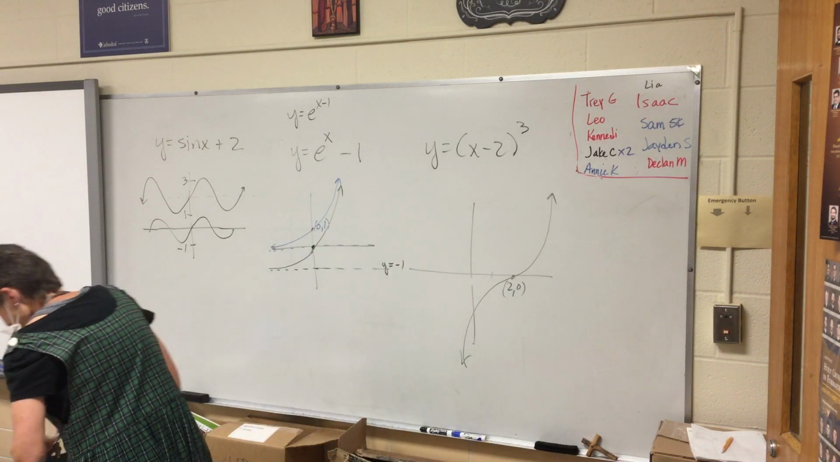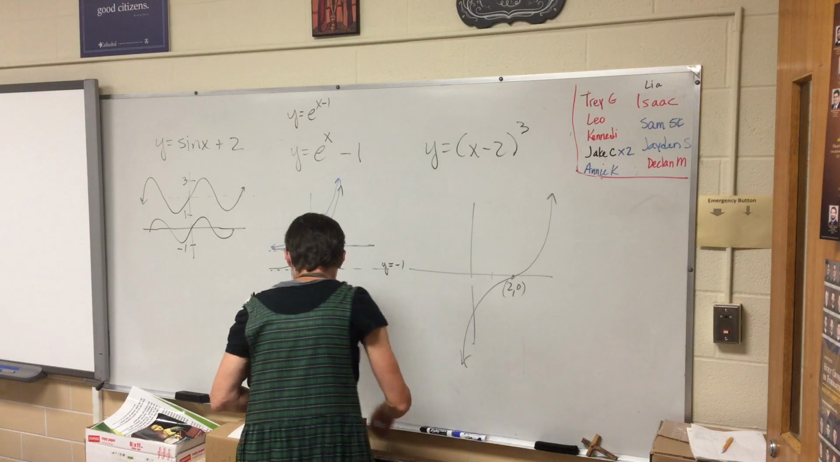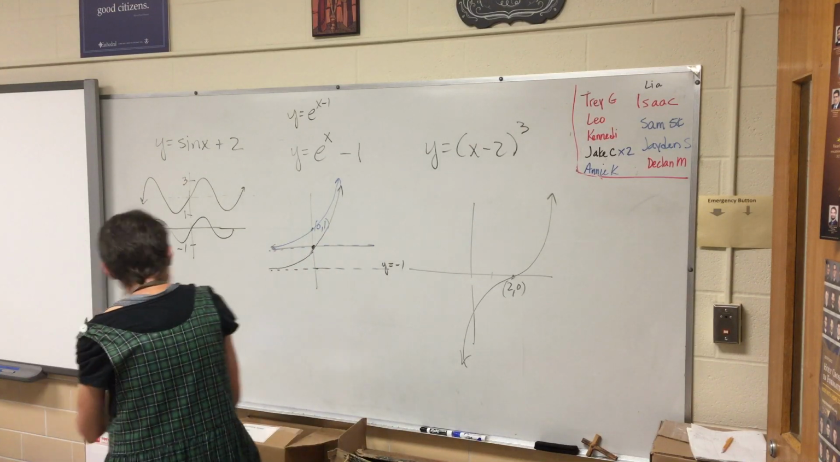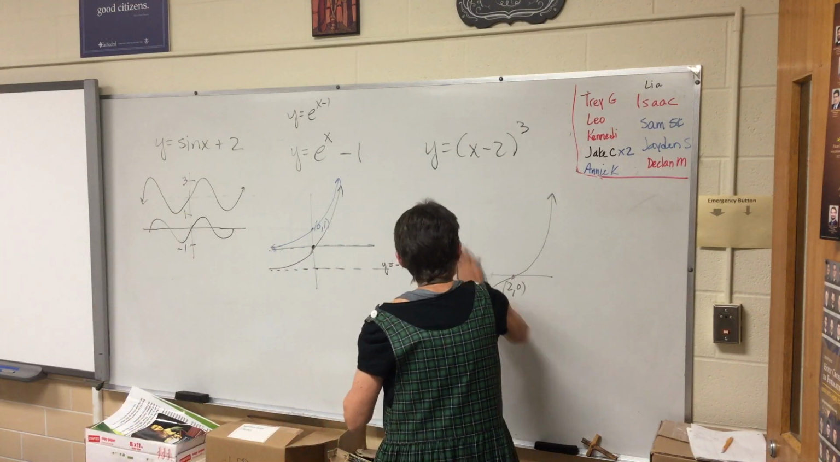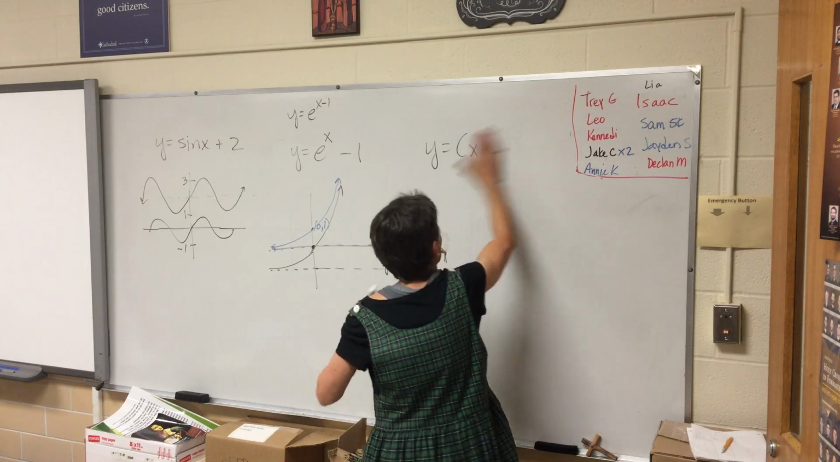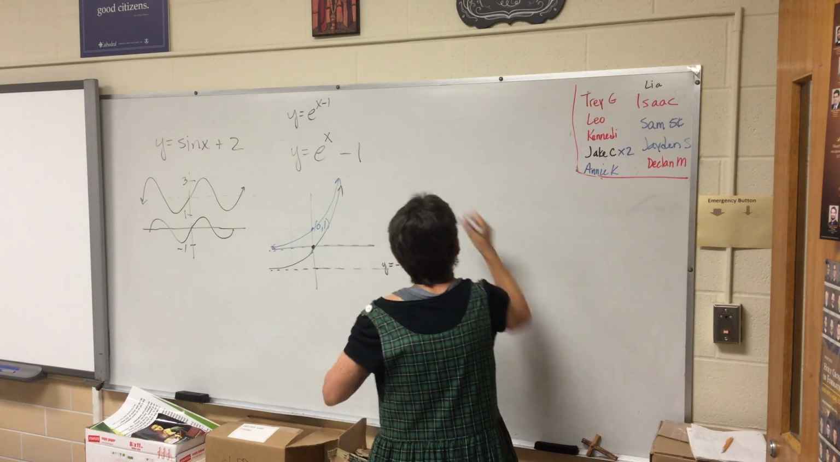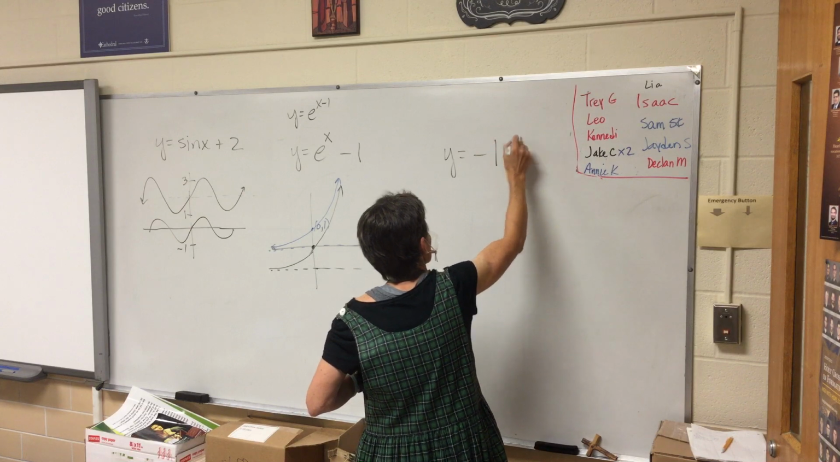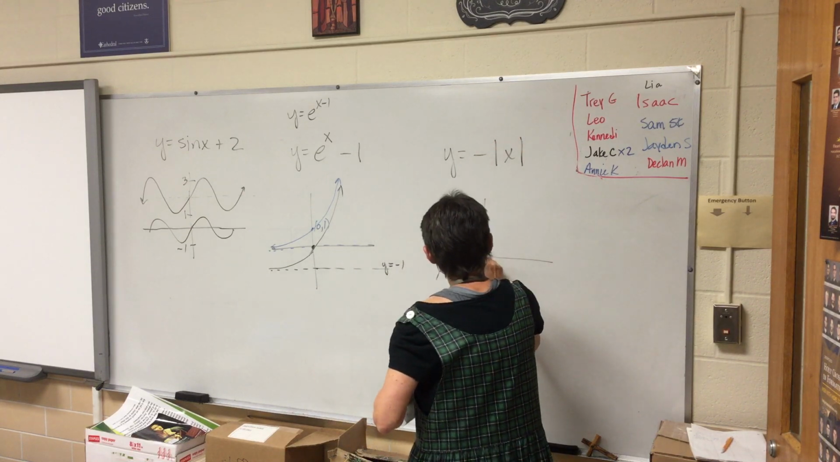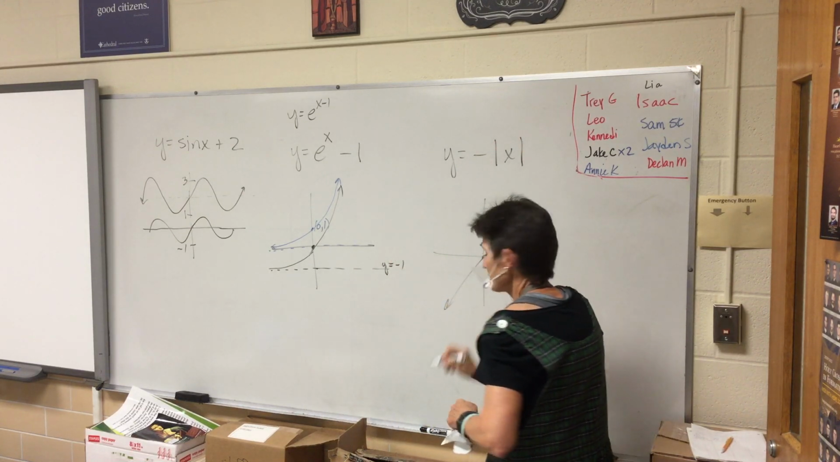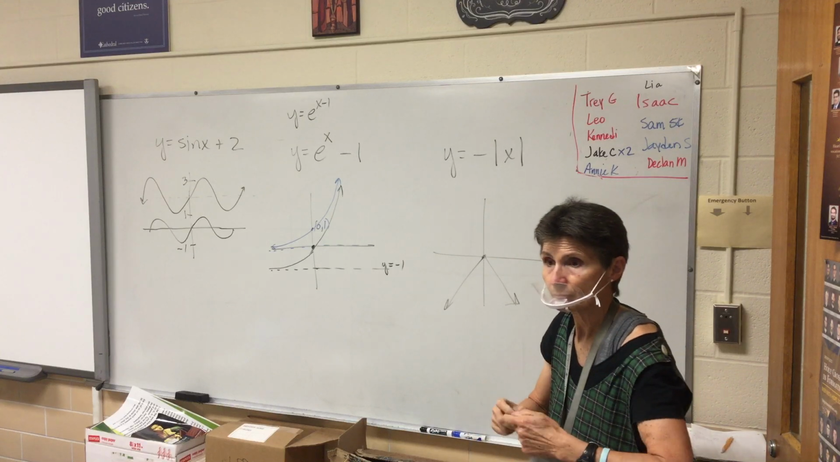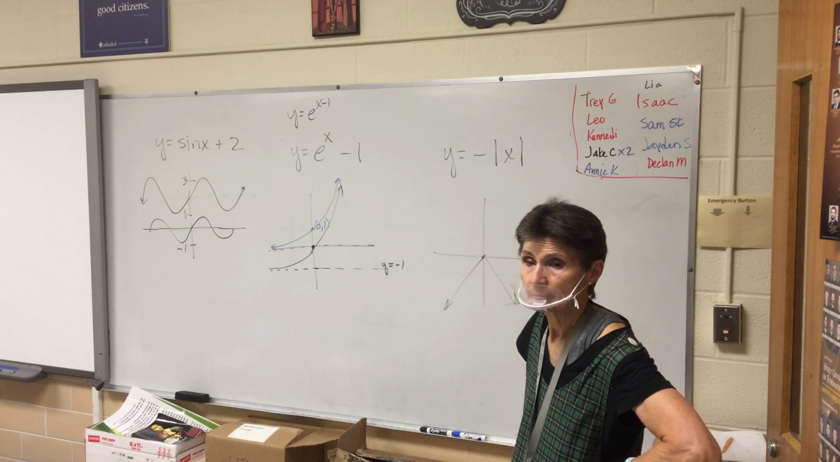And then the last one, negative absolute value. What is the negative absolute value going to look like? That is going to be this, isn't it? Upside down?